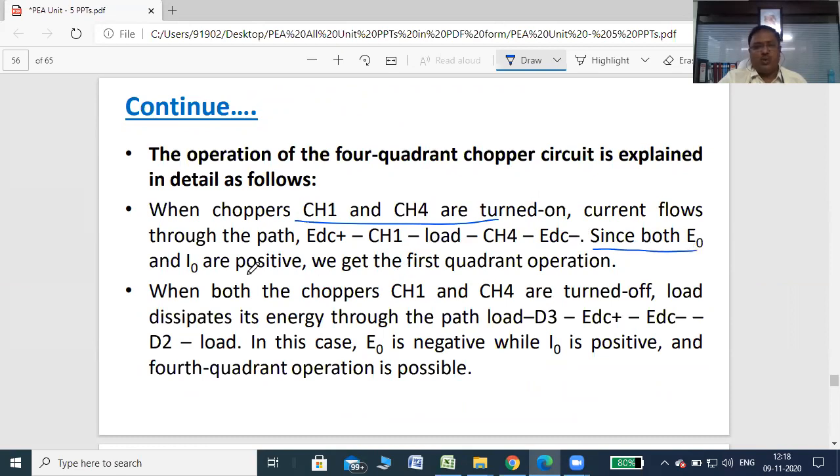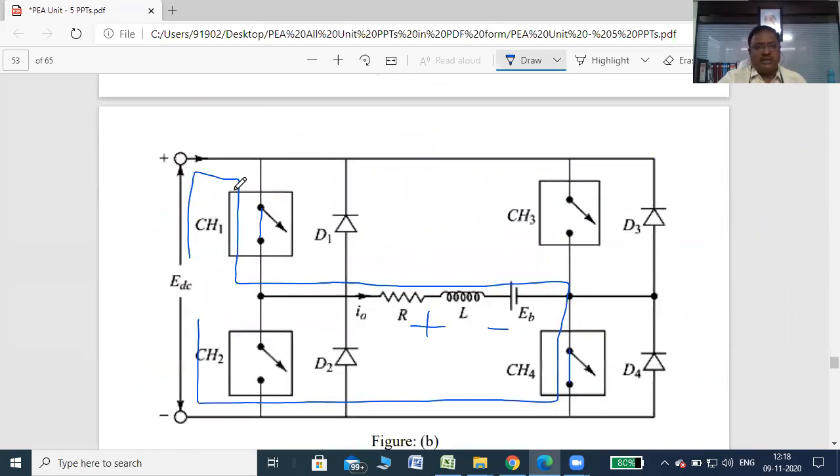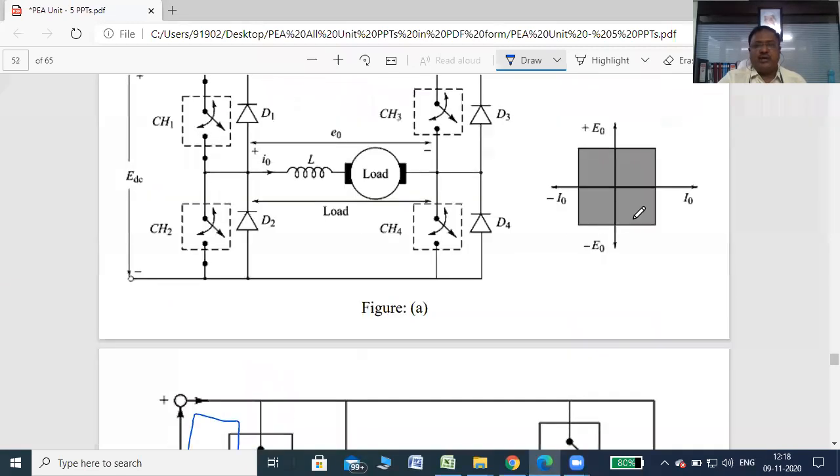Since both E0 and I0 are positive, we get the first quadrant operation. This time the voltage is positive and current is also positive, so we get a first quadrant operation, as shown in the figure.